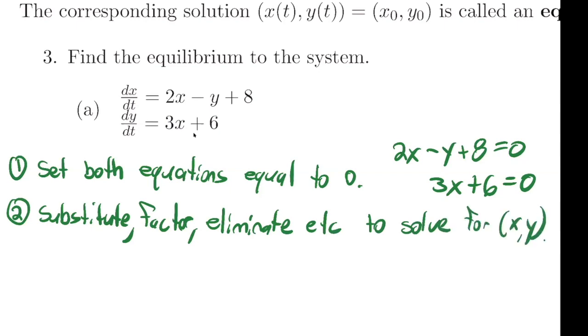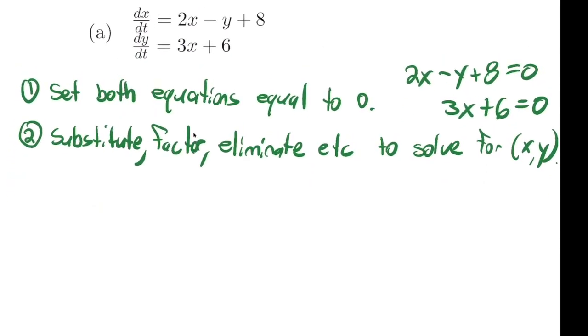Then it becomes algebra. We might substitute, factor, eliminate, etc., and we want to solve for pairs (x, y). We're not just solving for x or y. You want to find values for x and y that make both of those equations 0 at the same time. So any thoughts on how we could start this one?